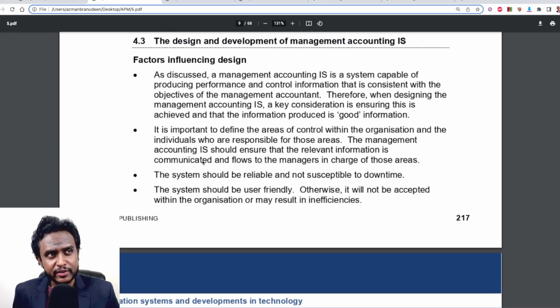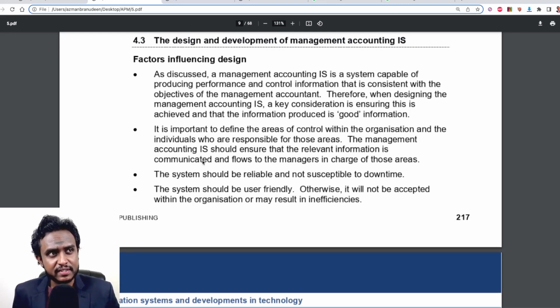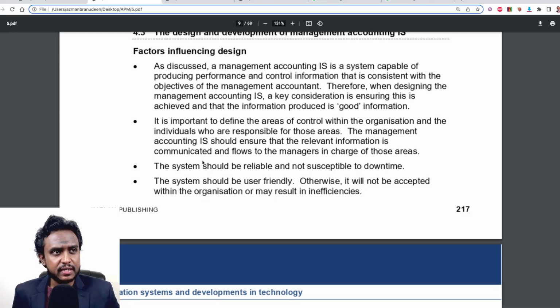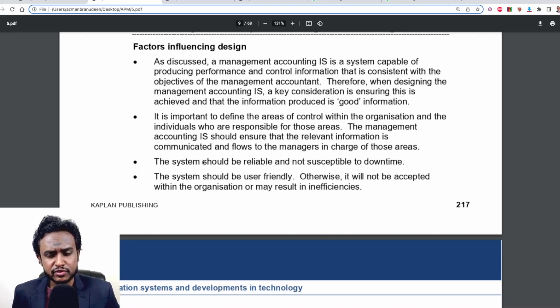It is important that you define the areas of control within the organization because you can't let everyone have access. So you need to be very clear who exactly will have access. Basically, access controls need to be embedded within the system: passwords, any kind of security measures. It should be reliable, and you should maybe have a backup, maybe a real time backup, hot backup, some kind of backup to make sure that if something goes wrong, you do have a fallback plan.